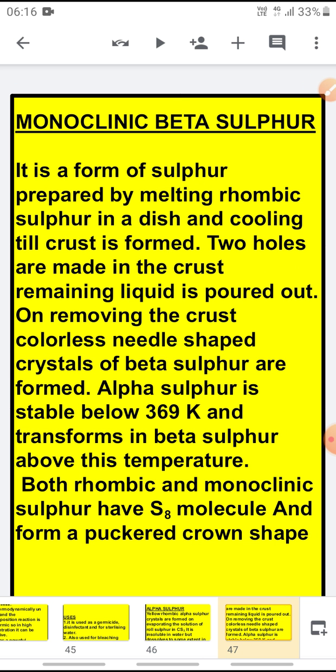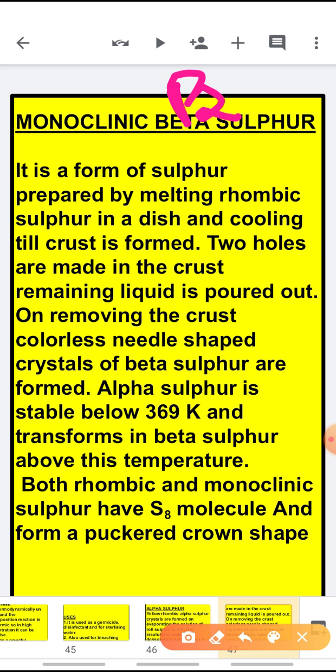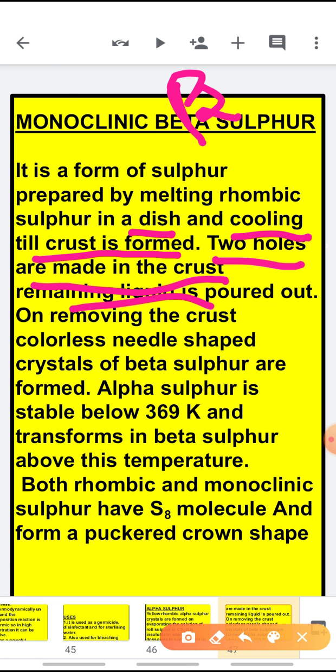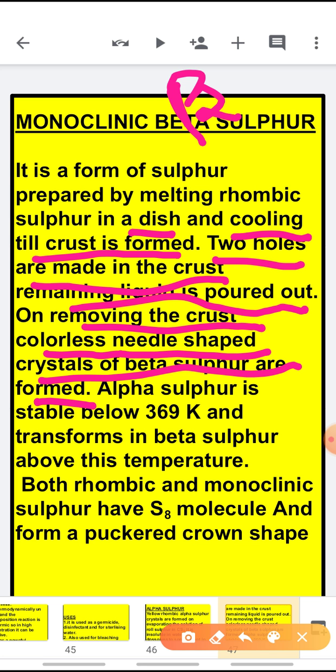Now coming to monoclinic beta sulfur. It is monoclinic. It is again formed from sulfur. It is one of the forms of sulfur prepared by melting the rhombic sulfur in a dish, then cooling it. On cooling, the crust is formed. Then 2 holes are made in the crust and the remaining liquid is poured out. Now on removing the crust, the colorless needle-shaped crystals of beta sulfur are formed.